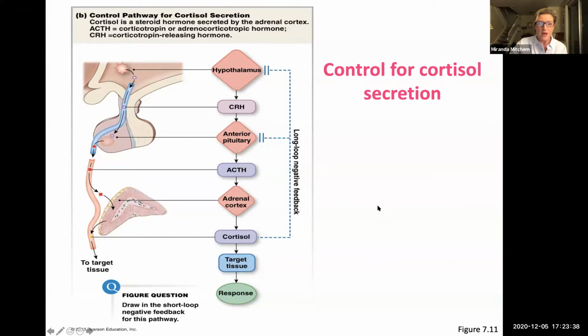So try to think about where that short loop negative feedback would go from. We're just looking at both long loops. The short loop is associated with hormone number 2 in this pathway, ACTH.